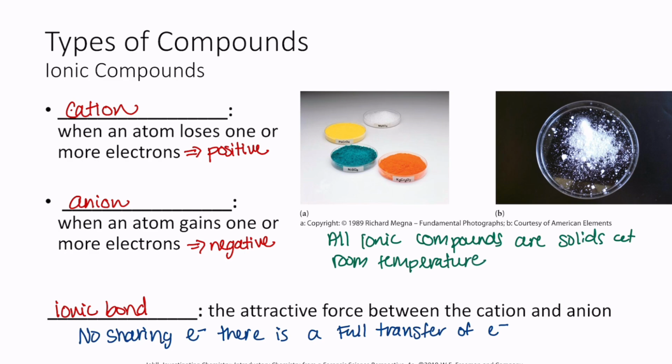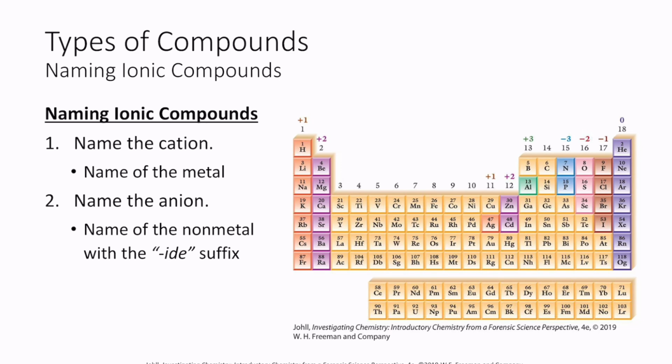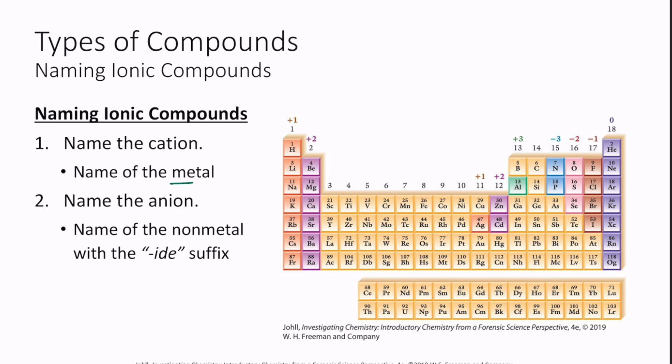So let's look at naming ionic compounds. When you're naming ionic compounds, you simply name the cation and then you name the anion. The cation is going to be a metal, and that is very important. Cations will always come from a metal, anions will always come from a non-metal. When you're naming the cation, it's just going to be the name of the metal. When you're naming the anion, it's going to be similar to what we did with the covalent compounds. You're going to take the non-metal name and change the suffix to "ide."